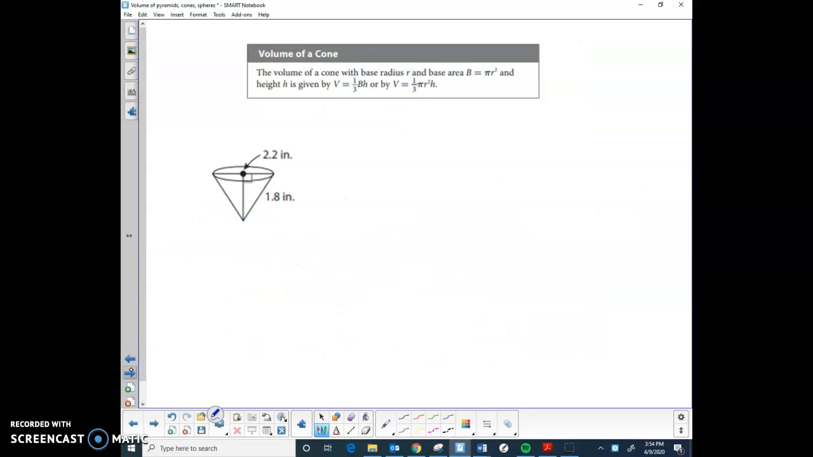So the volume of a cone is the same formula. It is 1/3 base times height. Remember, our cone has a circular base. So area of a circle gives us pi r squared, so we substitute that into the formula, and you get 1/3 pi r squared h. One thing you need to remember is this 2.2 is our diameter. We need radius, so we take this 2.2, divide by 2, which gives us 1.1, and this is our radius. Now we can plug that into our formula.